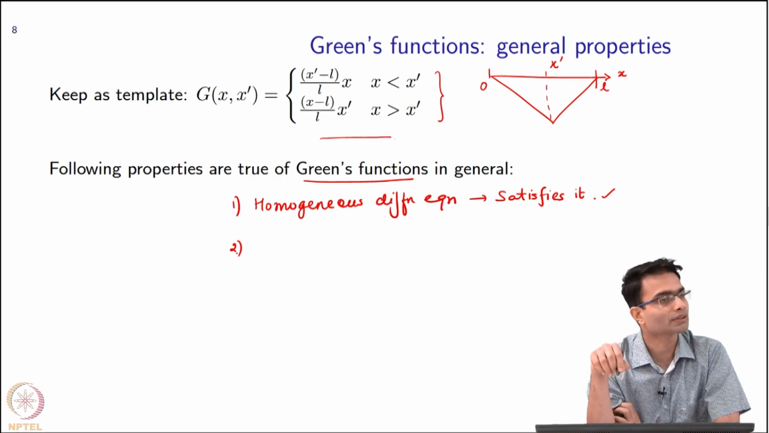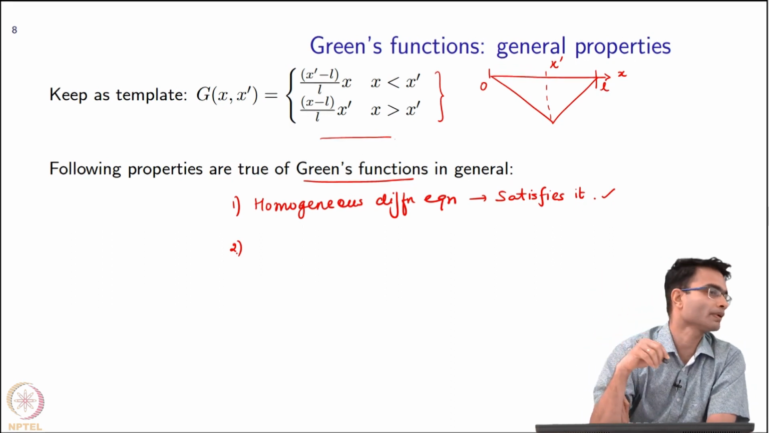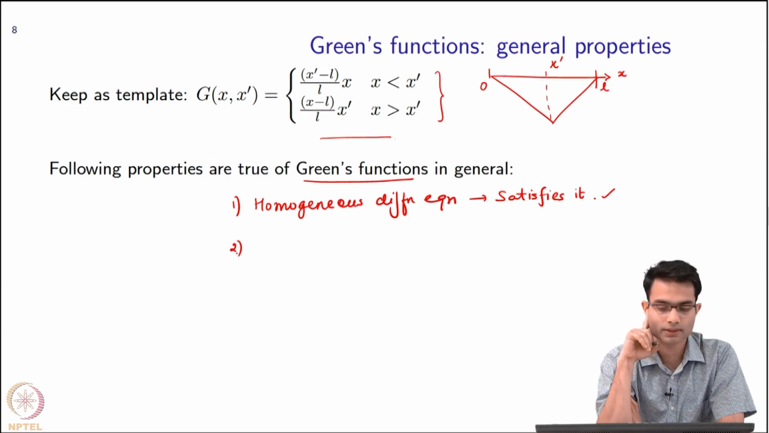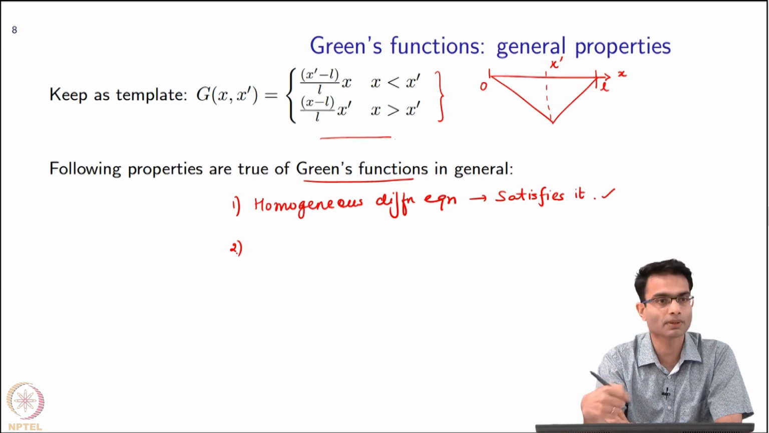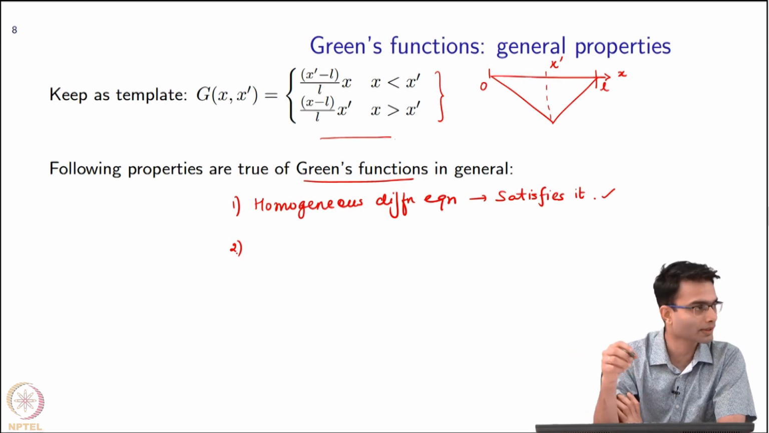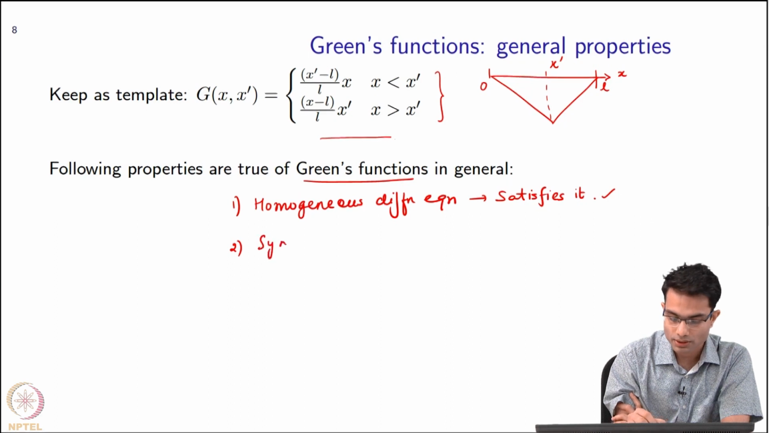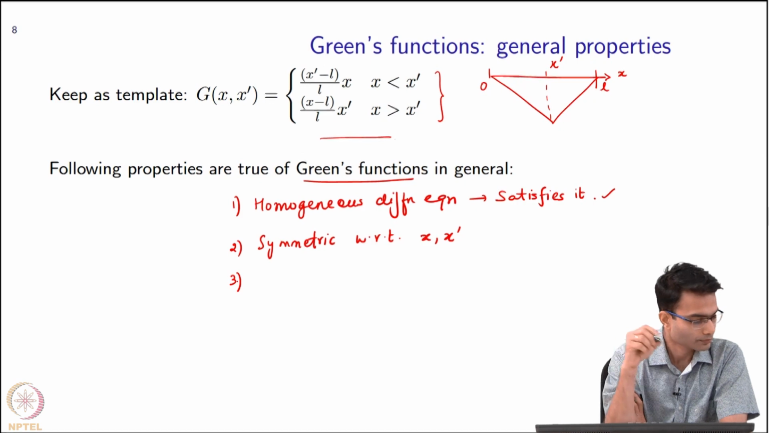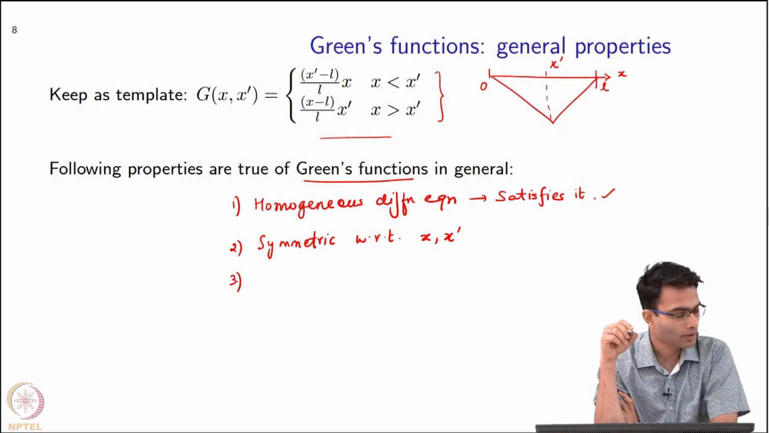Looking at the form of the function, can you say anything about its symmetry properties with respect to x and x prime? If I interchange x and x prime everywhere in this, will I get the same function? Yes, because case 1 will become case 2, and case 2 will become case 1, and I will get the same thing. So it's symmetric with respect to x and x prime.